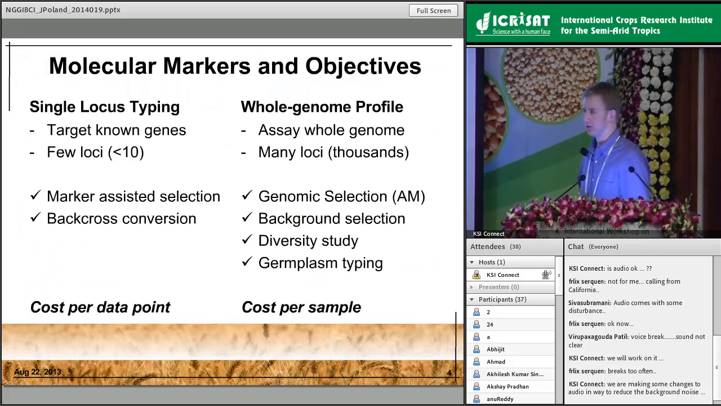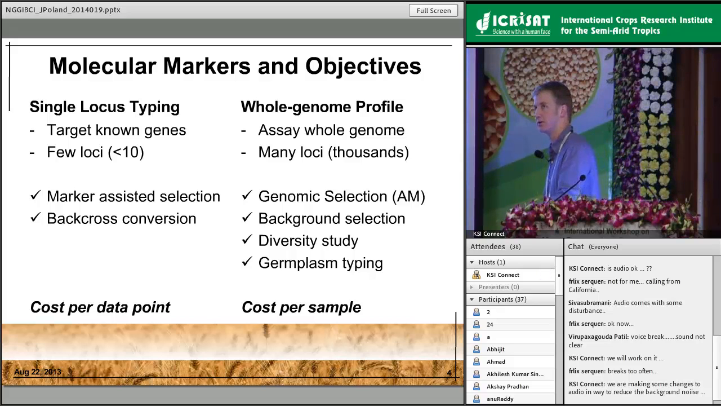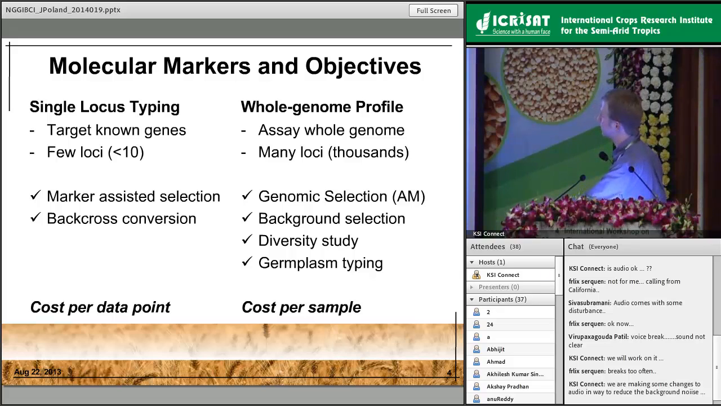To really oversimplify, when thinking about the types of markers that we want and the objectives, you can think about single locus typing or a whole genome profile. Single locus typing typically targets known genes that we know have a large effect, and we want to drive the allele frequencies in the breeding program. On the other hand, the whole genome is typically used to look at population structures and relationships across all the material. These are just different types of applications.